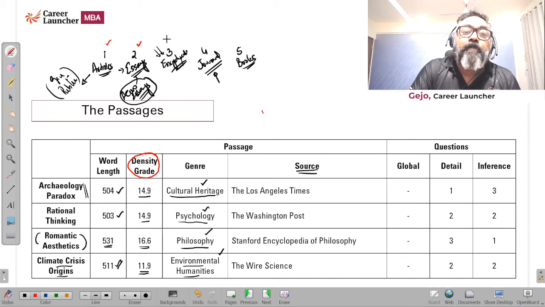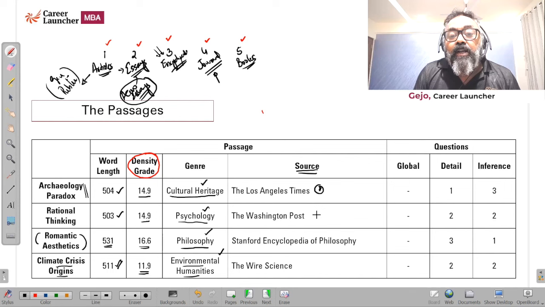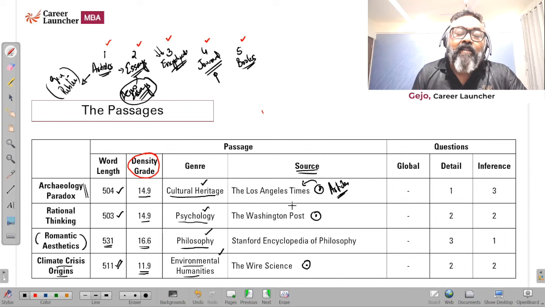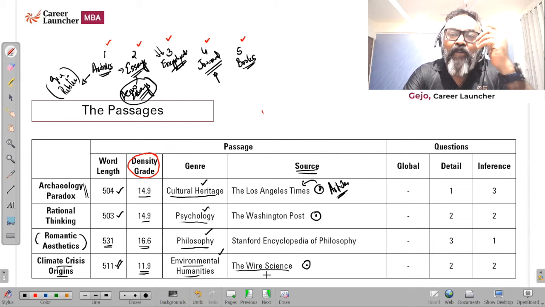But what we'll find here is that there were three sources: the Los Angeles Times, the Washington Post, and Wired Science. These are all articles. So that is probably one of the reasons why people generally felt that the passages were not as painful as in previous years. Basically, I found this particular passage in multiple entries. It was also there on some other websites. I just picked one source.